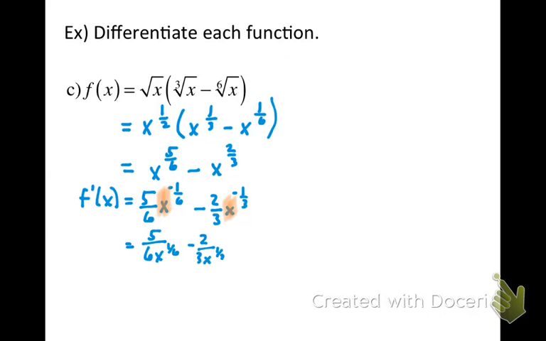And the last thing I'm going to do is replace the fractional exponents with radicals. Not because I have to, but just to show you what you're able to do. It makes it look a little bit neater. And again, keep in mind that the coefficient is not being raised to this exponent. It's only the x that's been raised. So we'll have 5 over 6 times the 6th root of x, minus 2 over 3 times the cube root of x.